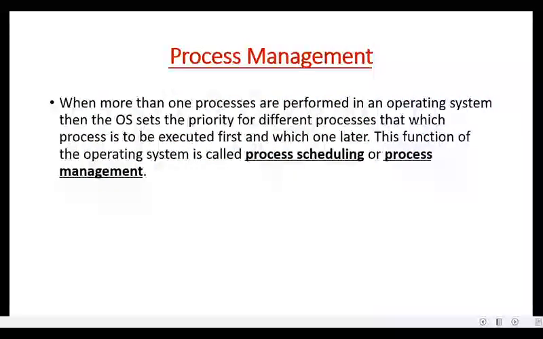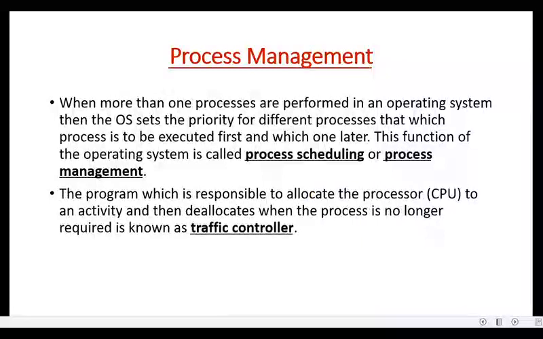So let us see what is process management. When more than one process is performed in an operating system, then the operating system sets the priority for different processes, that is, which process is to be executed first and which one later. This function of the operating system is called process scheduling or process management. Clear?